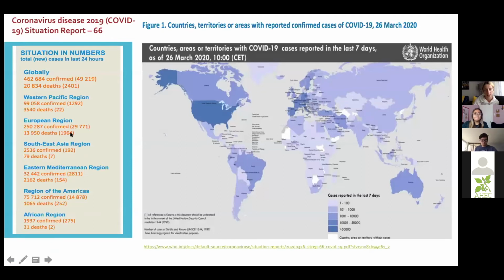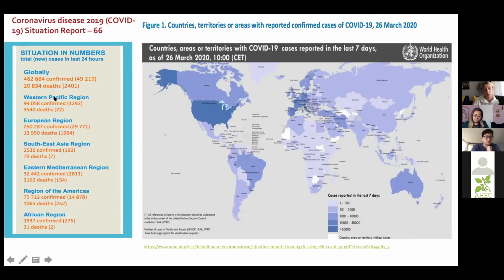Moving on. This is the most updated information on pandemic COVID cases reported in the last 7 days. I obtained that from the World Health Organization as of March 26, 2020. And I bet you if you check today, the numbers will be different. So globally, it's almost 500,000 confirmed cases. And in parentheses here are the new cases in the last 24 hours. You see the numbers, they're high, right? And 20,834 deaths. And new deaths in the last 24 hours, it's 2,400.